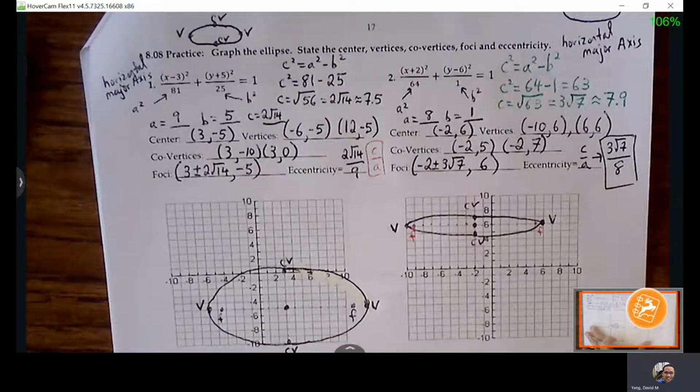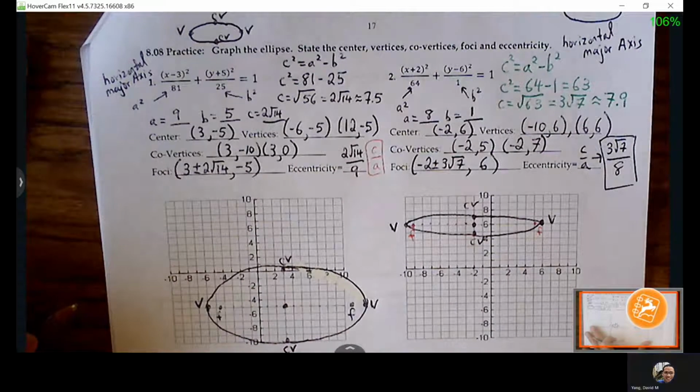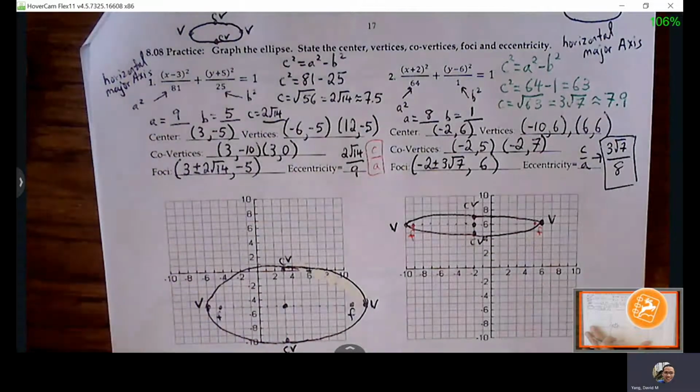Okay. I'll show number 3 in a second after you guys have had a chance to try it. But just take a look real quick at number 3 and 4. What's noticeably different about 3 and 4? Yeah, good. So you see the larger value now is under the y. So for both 3 and 4, you're expecting a vertical orientation, vertical major axis.